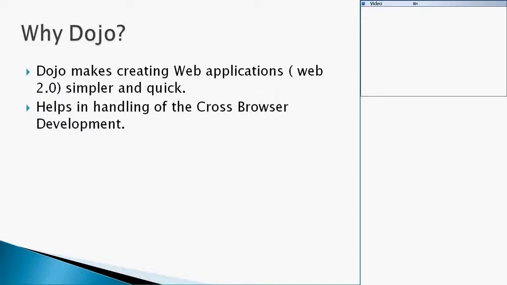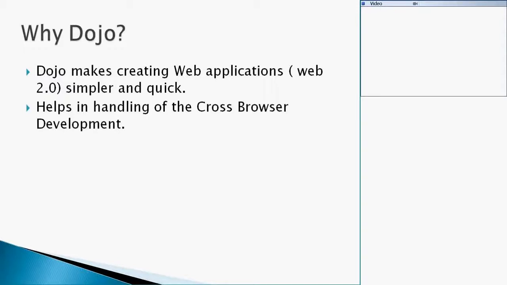One thing, Dojo is quite similar to Java. It provides you a Java kind of interface, so you can make classes, extend them, and include them. It provides a package kind of structure also. It also provides a build system, so you can compress all your JavaScript files into a single file, which can save network bandwidth and the loading time of your applications.